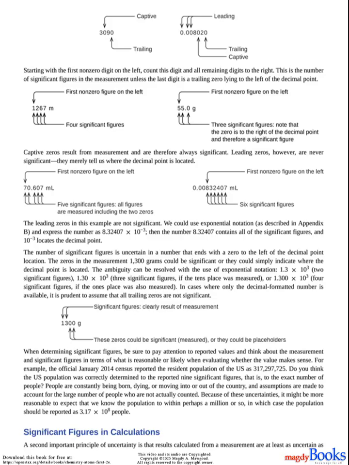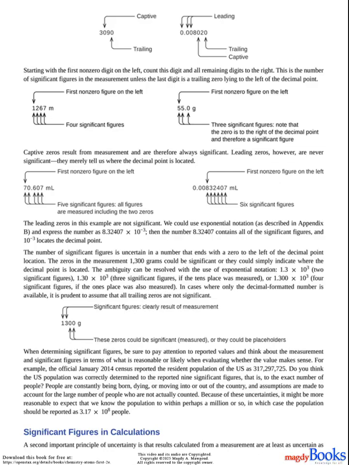0.008020, leading, captive, trailing. Starting with the first non-zero digit on the left, count this digit and all remaining digits to the right. This is the number of significant figures in the measurement unless the last digit is a trailing zero lying to the left of the decimal point.